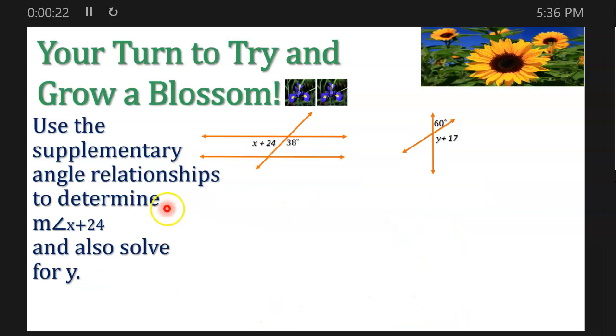Okay, let's try the second problem. Let's go ahead and do supplementary angle relationships to find the measure of angle x plus 24 over here. And over here, we're going to solve for just the y this time. Solve for just the y. Pause.